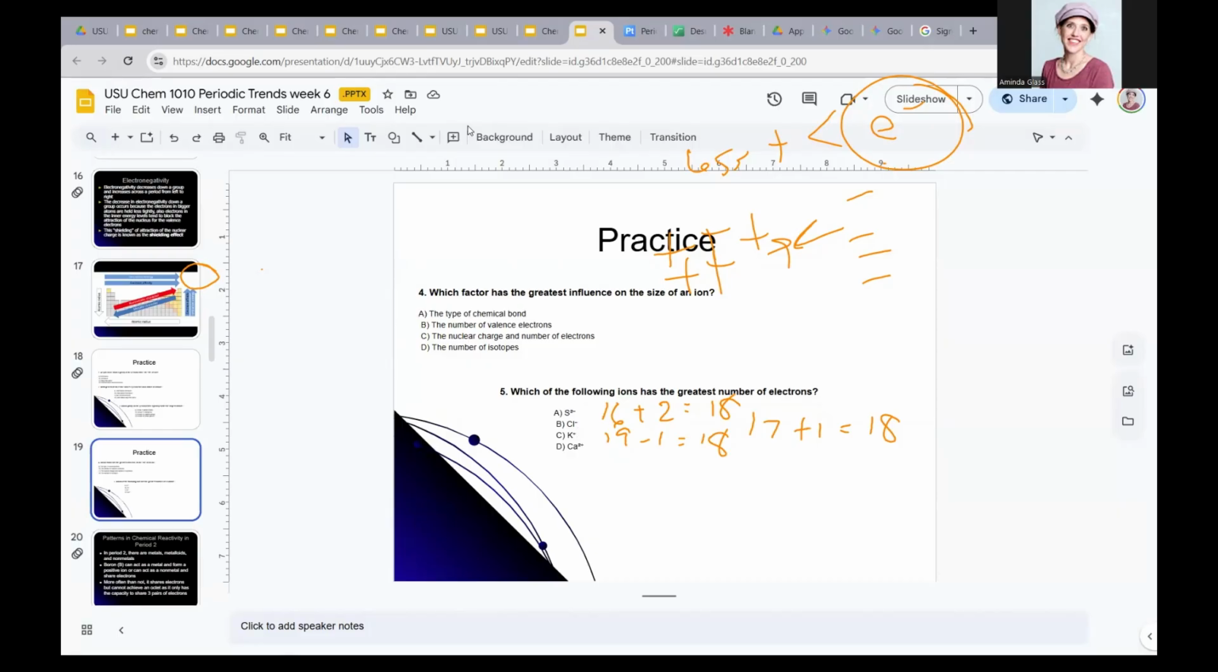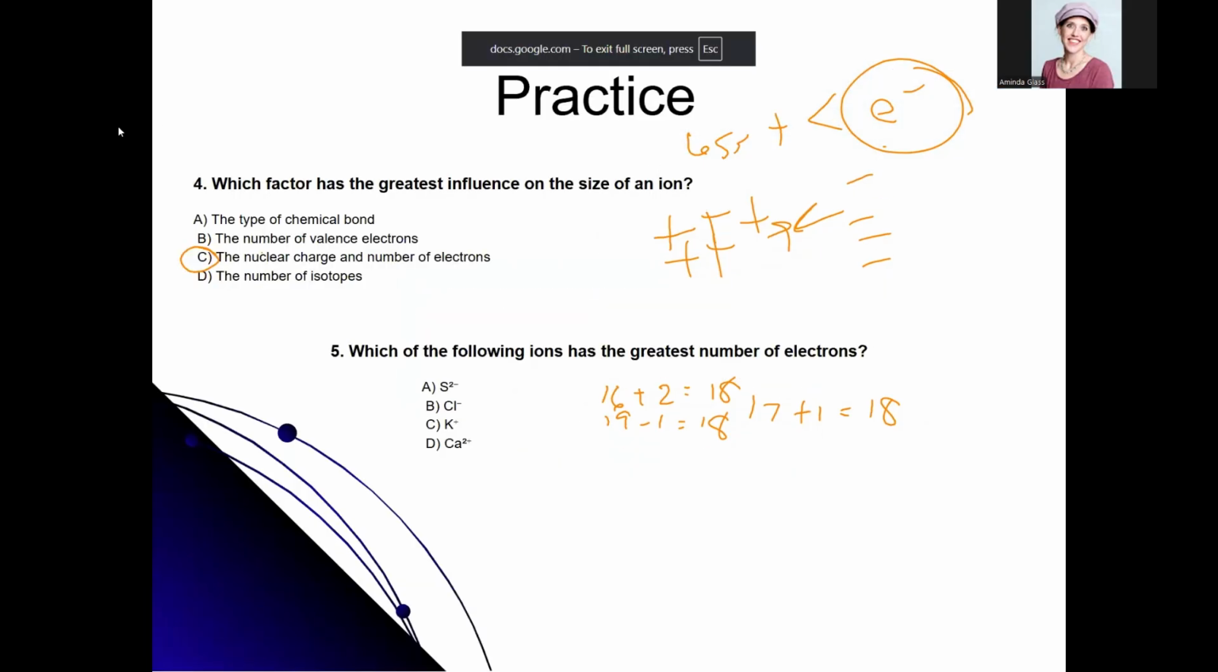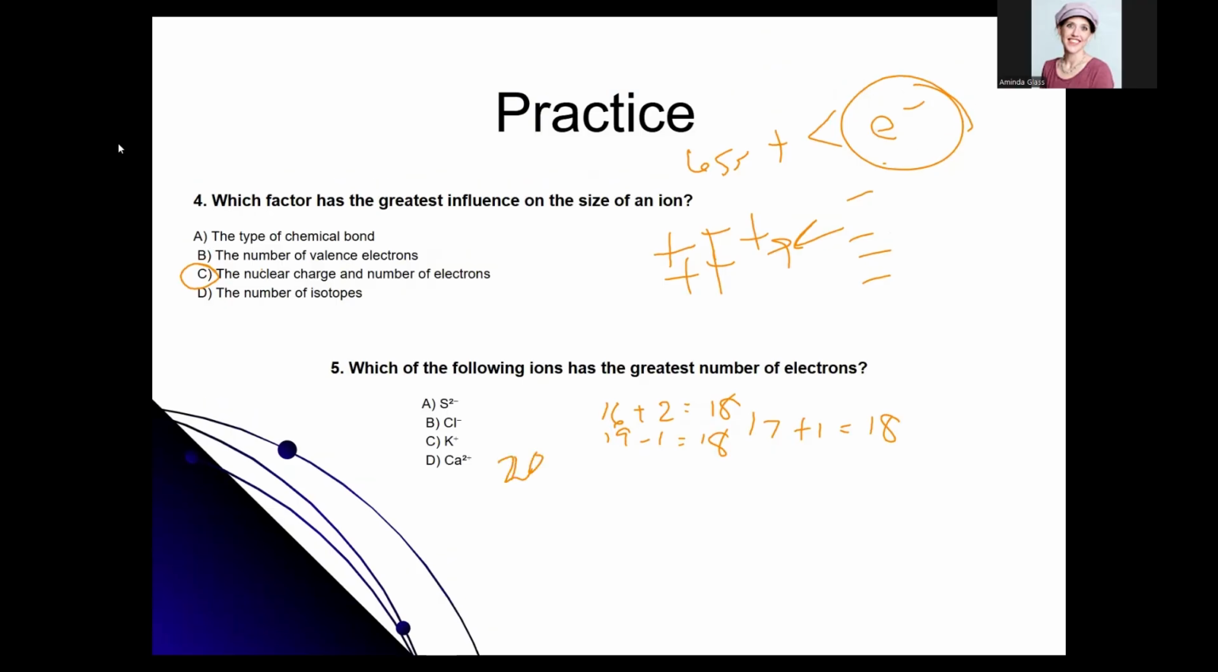So it should actually be none of the above because if this was at 20 and it lost 2, it's at 18. So the answer would be none of the above because they all have the same amount. That was a little trick question.